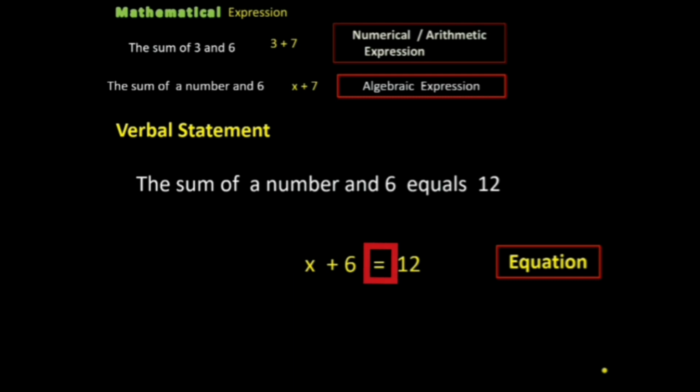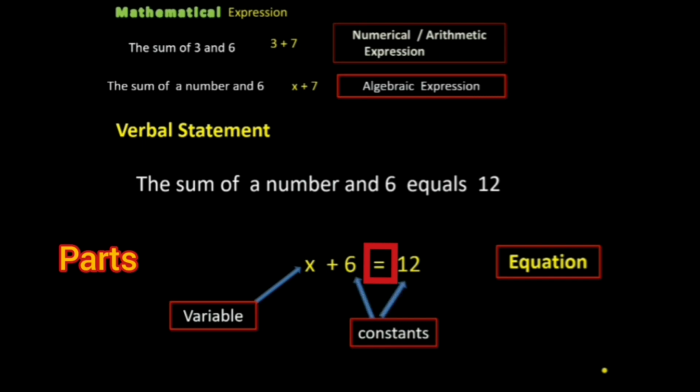Let us understand what the different parts of an equation are. This is called the variable, that is what we are expected to find. And these two numbers are constants as their value remains constant. There are also operators like addition, subtraction, multiplication, division. So these are the important parts of an equation. Remember, the equal to sign divides the equation into two sides, the left hand side and the right hand side.